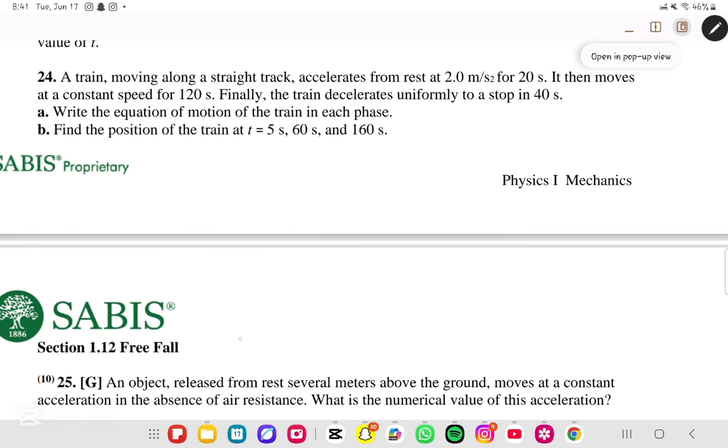We'll move on to part B, which is the last part. Find the position of the train at time 5 seconds, 60 seconds, and 160 seconds. This is actually a very important question. We have to see at which phase it is: phase 1, phase 2, or phase 3. Based on that, we will see which equation we are going to use. At 5 seconds, it is in phase 1, because phase 1 is for 20 seconds. So we will use the equation that we used in phase 1.